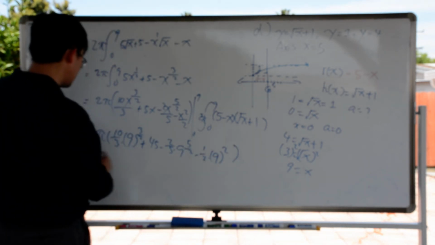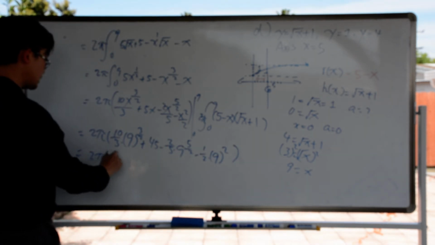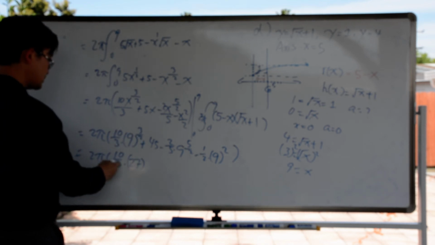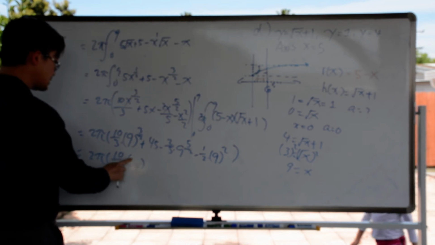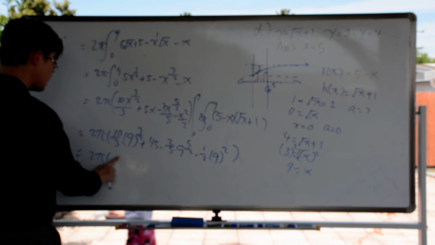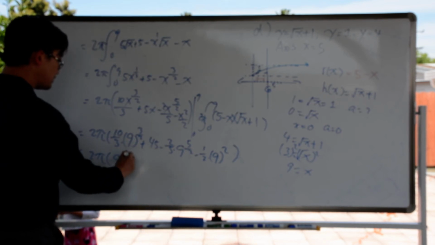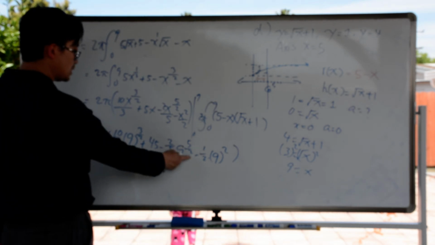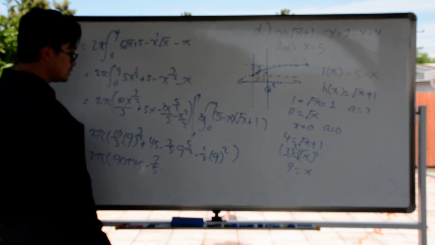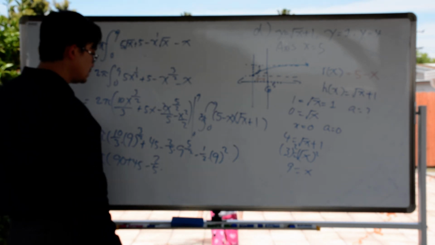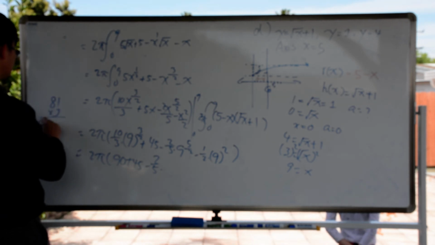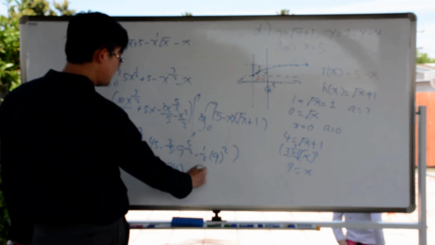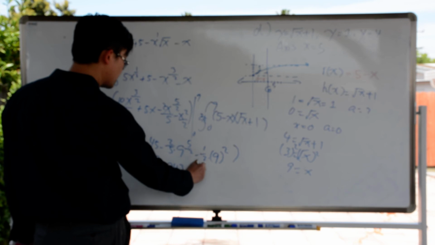And then this whole quantity times 2 pi, so we got 2 pi times the quantity of 10 third, 9 to the power of 3 half, which is 27. 27 times 10 thirds, so 3 goes into 27 9 times, so 9 times 10, which is 90, plus 45 minus 2 over 5 times, well, this one turns out to be 3 to the power of 5. So 27 times 9, so 81 times 3, which is 243, minus 1 half, 81 over 2, you can put it that way.